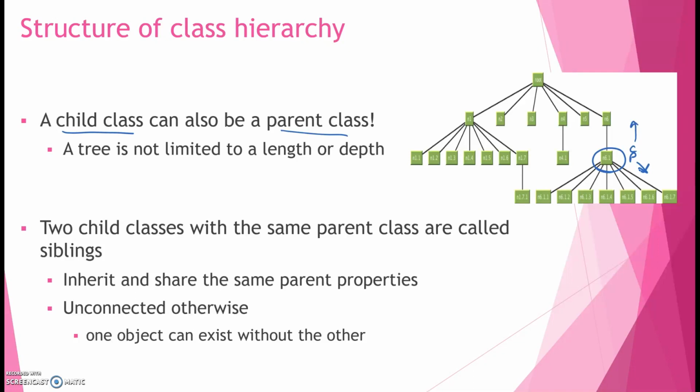And if we have two or more classes that have the same parent class, then they are called siblings. These sibling classes are going to inherit and share the same parent properties. Other than that, they are not connected. It is possible that one object can exist without the other.